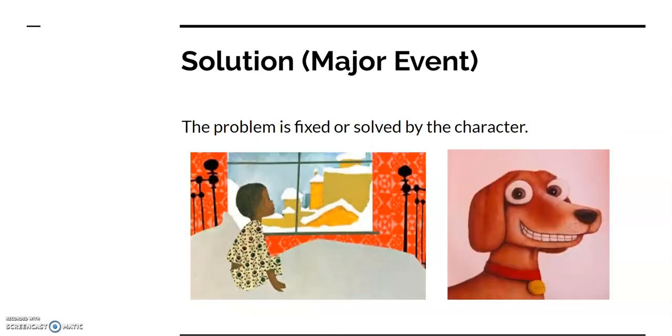The next part of story elements is the solution, another major event. This is how the problem gets fixed or solved by the character. So even though Peter's snowball melted because he brought it inside and it got hot, he wakes up the next day and sees that there's more snow that has fallen, and so he's able to go outside and get a new snowball again. And then of course we know that poor Trevor, he usually makes it out okay at the end of the Pig the Pug books because he makes good choices and he's still a good friend to Pug.